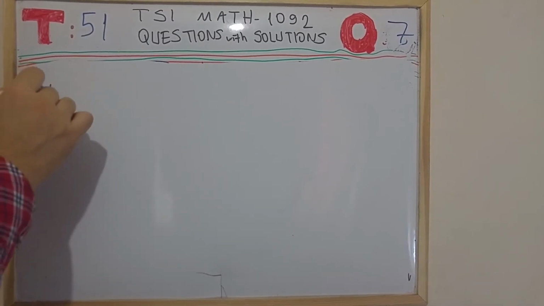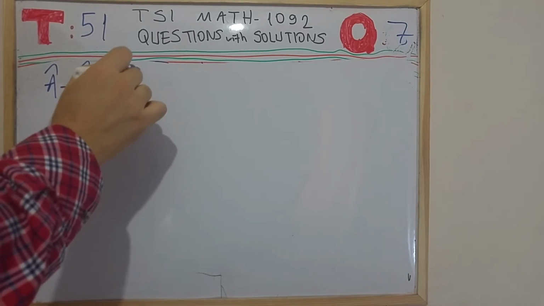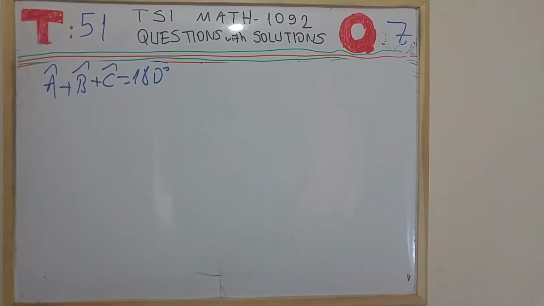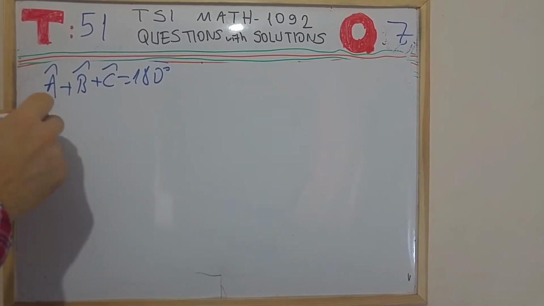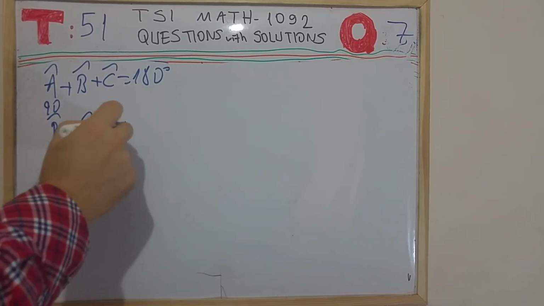ABC is a right triangle, so the sum of these three angles must be equal to 180 degrees. This is one thing. The other thing is, we know that since this is a right angle, A is equal to 90, so we know that B plus C is equal to 90 degrees.